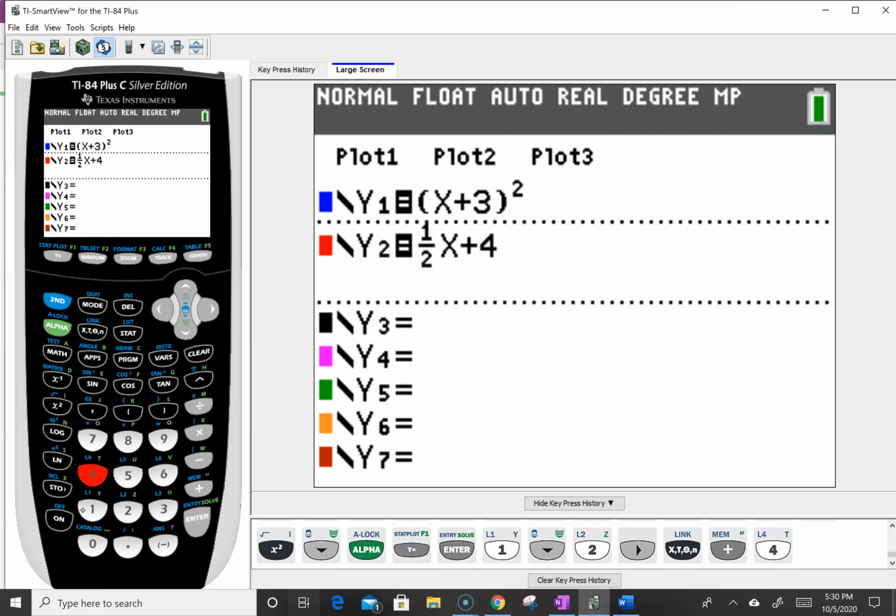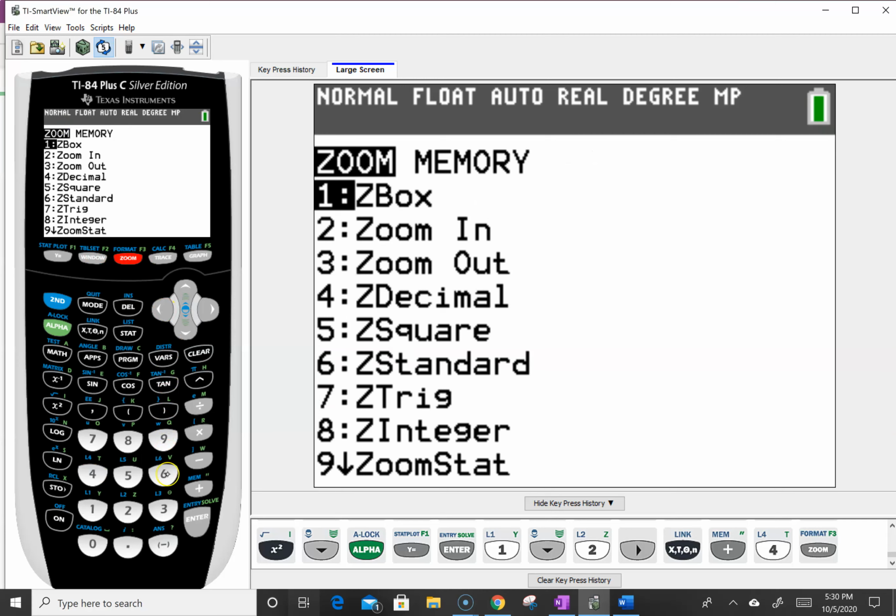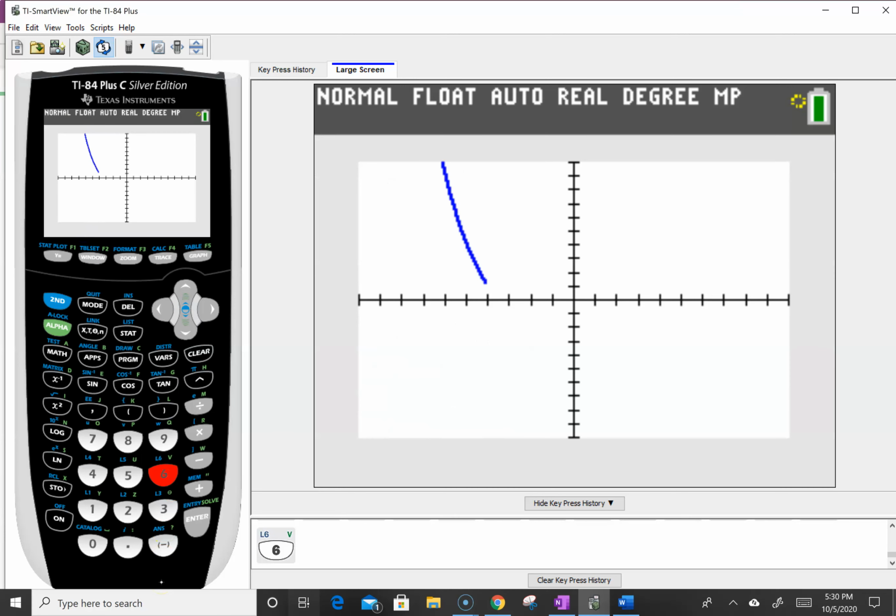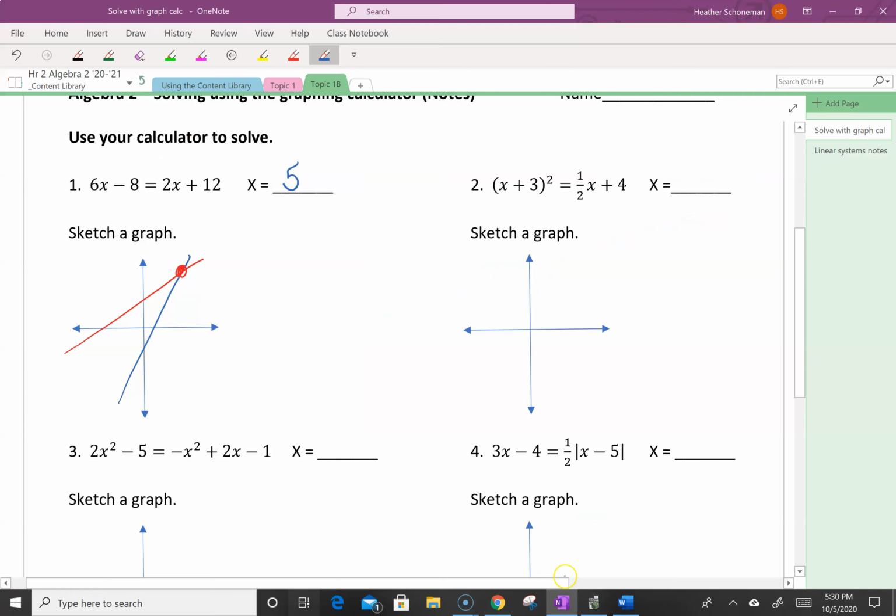Now, I adjusted the window last time, and I don't know what this window is going to look like. And I always want to start with the standard window. So I'm going to go zoom, and I'm going to choose option 6 for a standard window, and that will give me a 10 by 10, and then I can see where to adjust it if I need to, or if I got what I need. Perfect. There's my parabola, there's my line. If you wanted to, you can even sketch it right now. There's my parabola, there's my line. Very good. I'm going to have 2 intersection points.